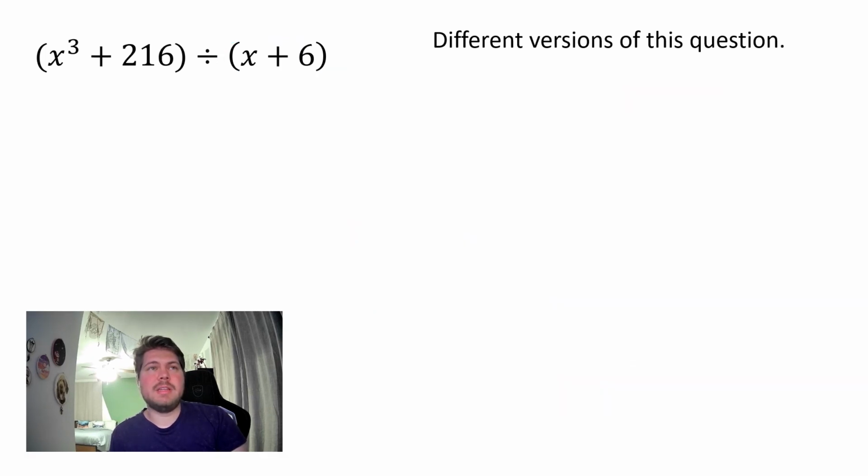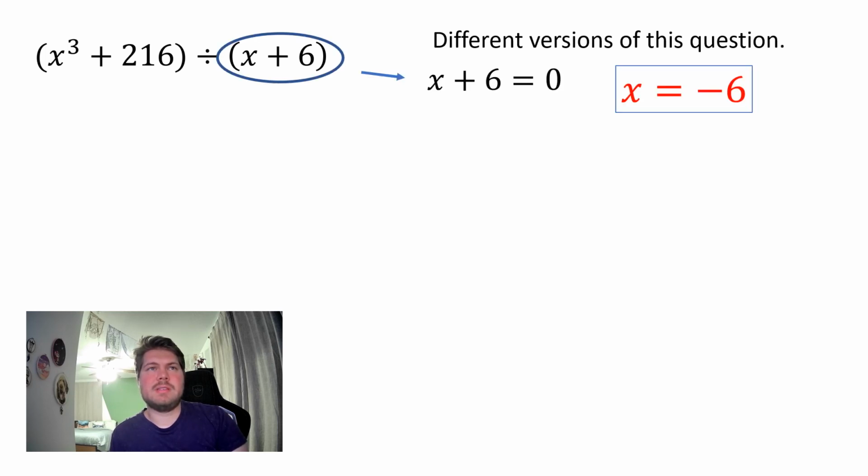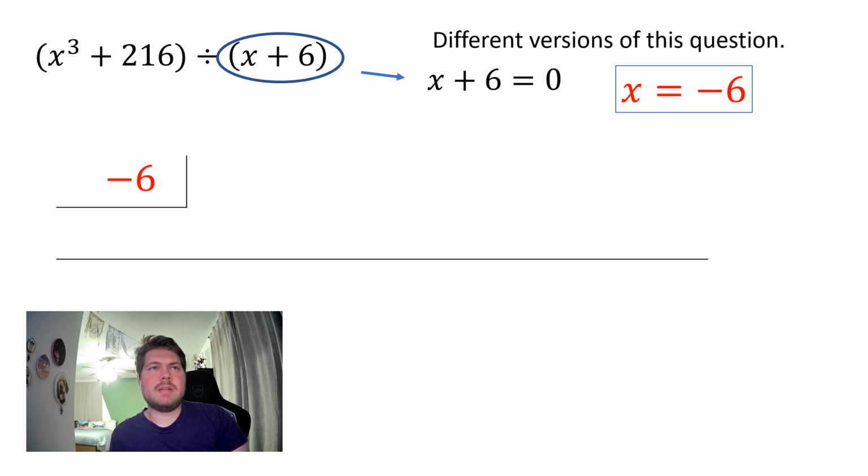All right, same idea, but different numbers. So what makes x plus 6 equal 0? Well, it's going to be -6. So we're going to put that in our box, and then our constants are 1, and then don't forget your zeros, 0, 0, 2, 16.